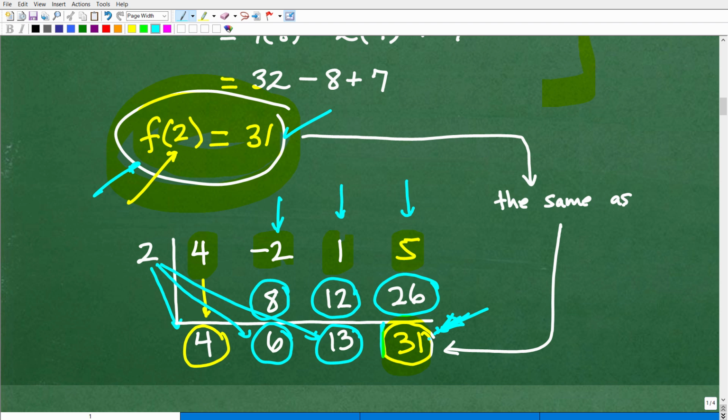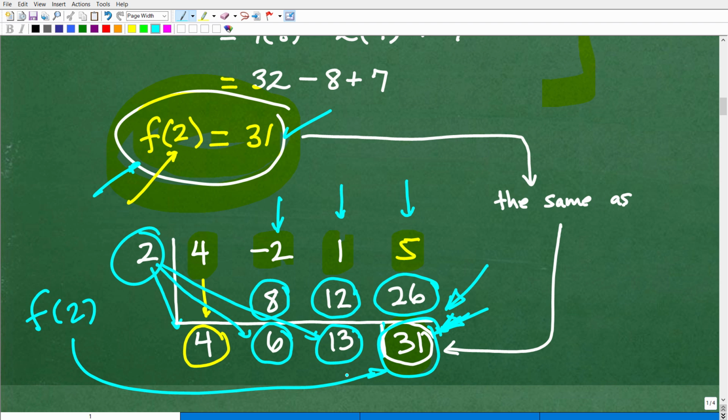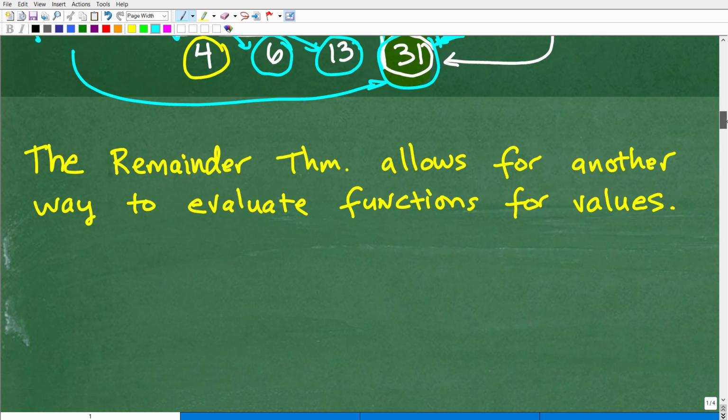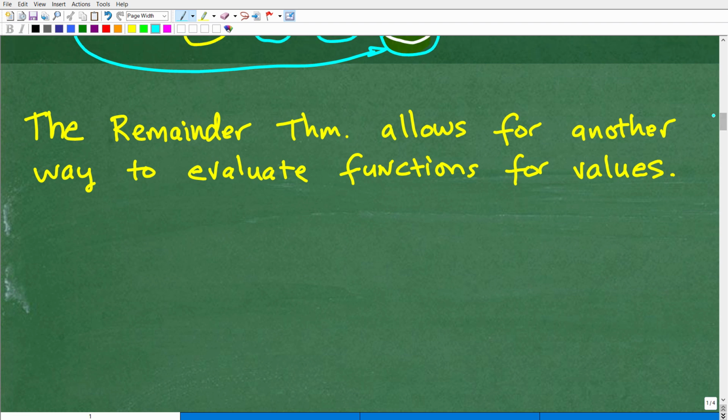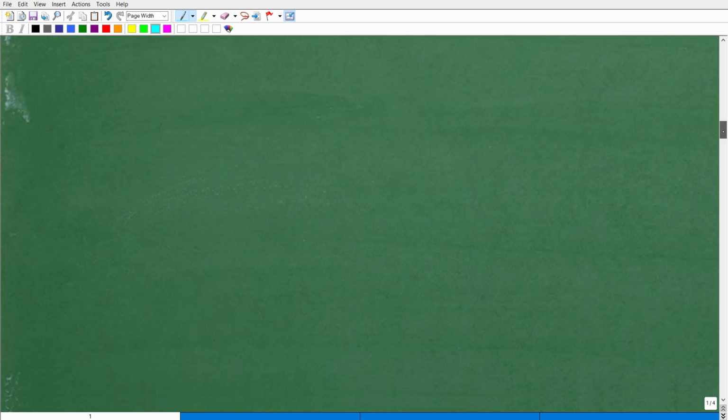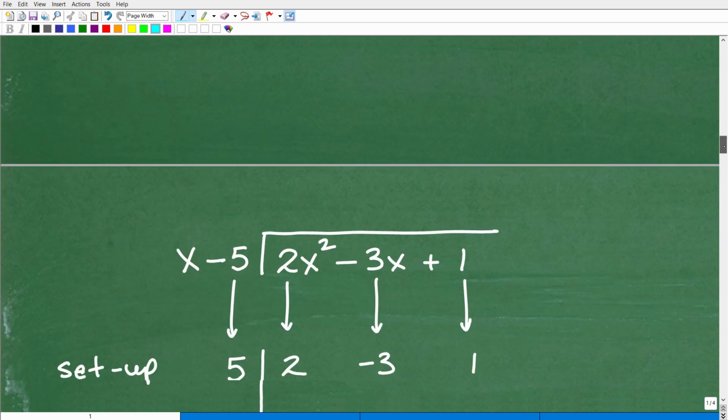Basically, it says, and I'm paraphrasing, that when we do this synthetic division, the remainder is going to be the same as taking this number and evaluating that function by that number. The answer will be the remainder. All right, so let's go ahead and practice this again. Just to make this extra clear, I wrote this down. The remainder theorem allows for another cool way to evaluate functions for values. So let's take a look at another example.